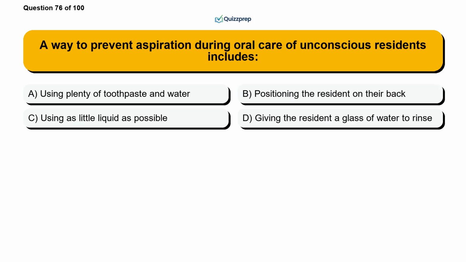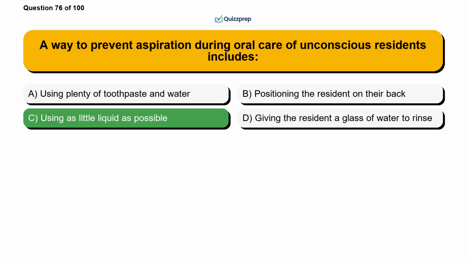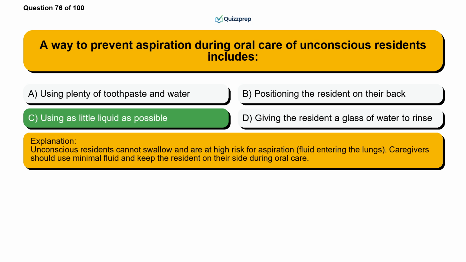Question 76. A way to prevent aspiration during oral care of unconscious residents includes: Option A, using plenty of toothpaste and water. Option B, positioning the resident on their back. Option C, using as little liquid as possible. Option D, giving the resident a glass of water to rinse. The correct answer is option C, using as little liquid as possible. Unconscious residents cannot swallow and are at high risk for aspiration, fluid entering the lungs. Caregivers should use minimal fluid and keep the resident on their side during oral care.